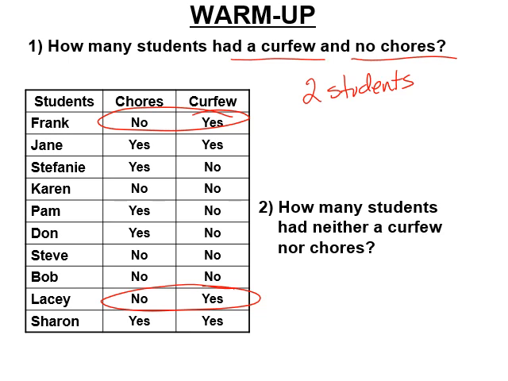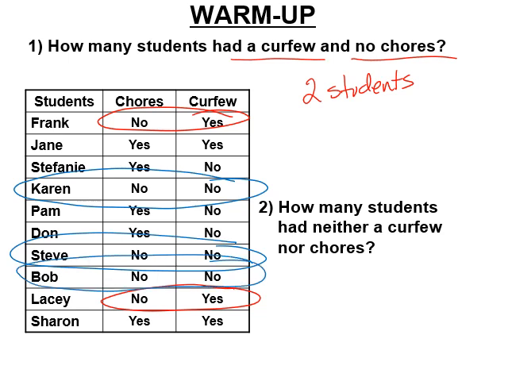How many students had neither a curfew nor chores? So that would be no for both. Karen had no for both. Steve had no for both. Bob had no for both. I think that's it. And so there are 3 students who had no chores and no curfew.